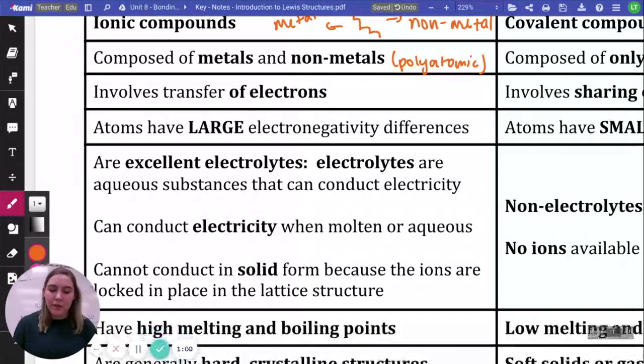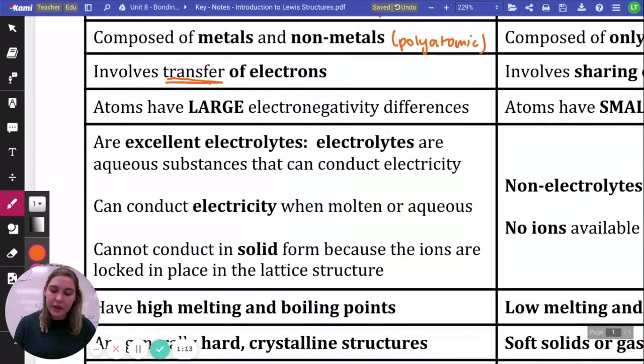What happens in ionic compounds is they transfer their electrons. Our metal transfers its electrons to our nonmetal because metals want to lose electrons, nonmetals want to gain electrons. And they're going to have really large electronegativity differences. Remember, electronegativity is the ability to attract an electron in a bond. Whenever they form that bond, the attraction of electrons for the nonmetal is so large that it's just going to straight up take the electrons from the metal.